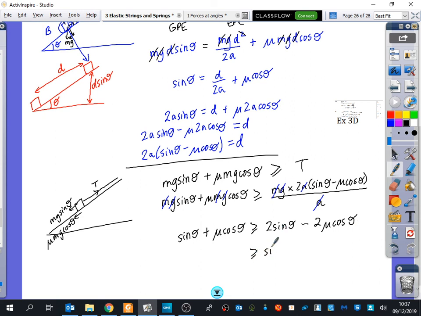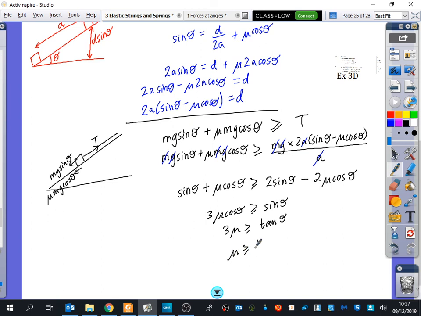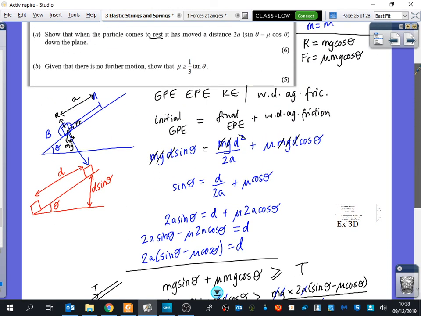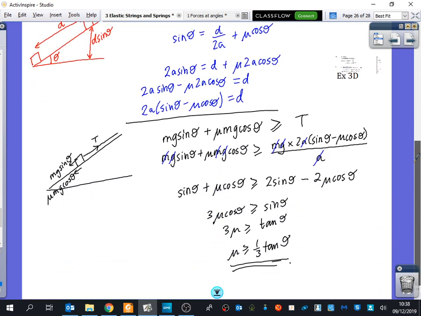So you've got sin theta over that side, 3 mu cos theta. Divide by 3 cos theta. Yeah, I could have done that quicker. Mu is greater than or equal to a third tan theta.